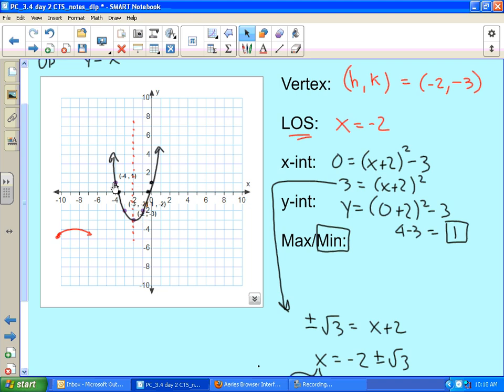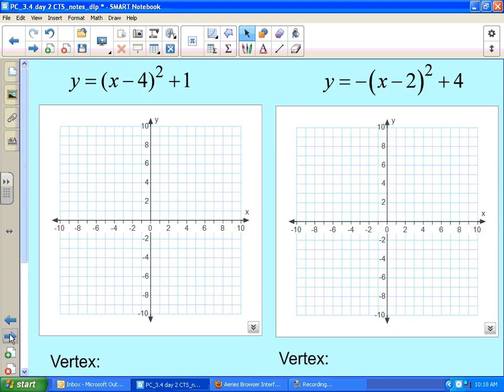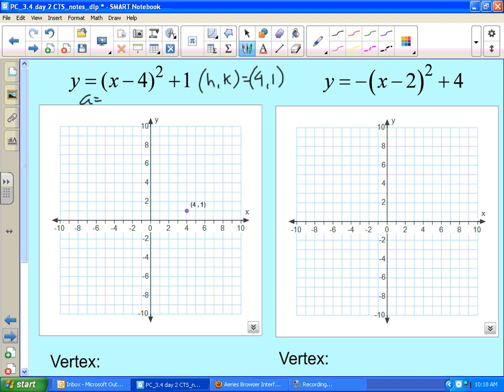So can you always use parent function movements if you know where the vertex is? The answer is yes. Every time. That's the beauty of it. So now we take a look at these. And you guys had a vertex of 4, 1. So we go right 4, up 1. There's my start point. We looked at my A, and the A is equal to 1, which means the graph opens up, which means it has a minimum. And if the graph opens up from a point above the x-axis, you'll never hit the x-axis.